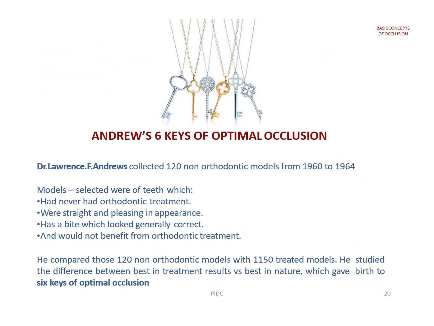So moving on to the important parts of the topic, Andrews' 6 keys of optimal occlusion. So here is an interesting story behind it. Lawrence F. Andrews collected 120 non-orthodontic models for 4 years, from 1960 to 64, and he compared it with 1150 treated models. He studied the difference between the best in treatment results that you have achieved through your orthodontic treatment with the best in nature, which gave birth to 6 keys, how an ideal occlusion should look like.